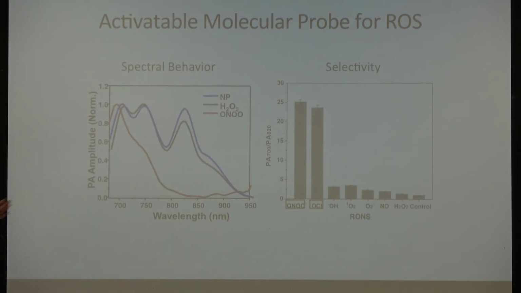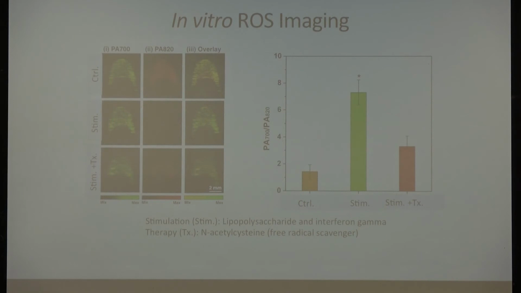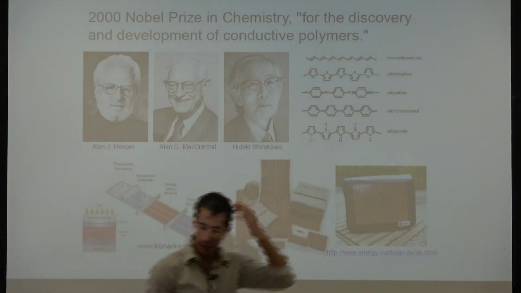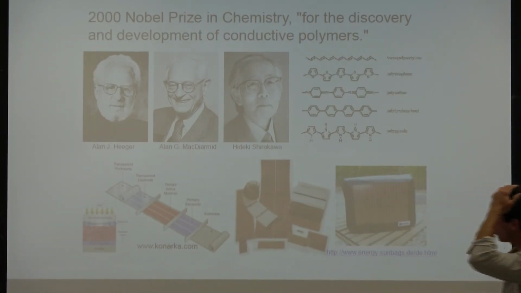So then this is photoacoustic spectra: photoacoustic signal as a function of wavelength in the presence of just the nanoparticle, hydrogen peroxide, or peroxynitrite. And so this signal comes down. We could look at different reactive oxygen species, and we were selective for peroxynitrite and hypochlorite, and then went on and validated it in cells and animals. So, okay. These conjugated polymers did win the Nobel Prize in 2000 and have gone on to be used in photovoltaics and all sorts of things everywhere.